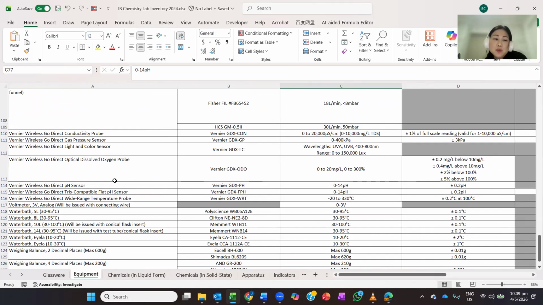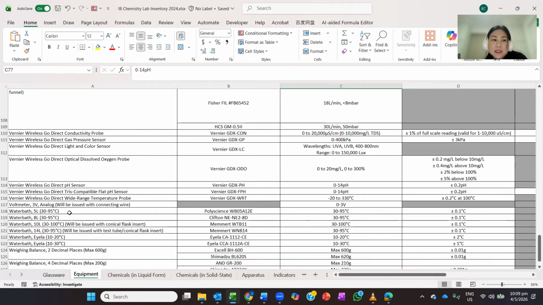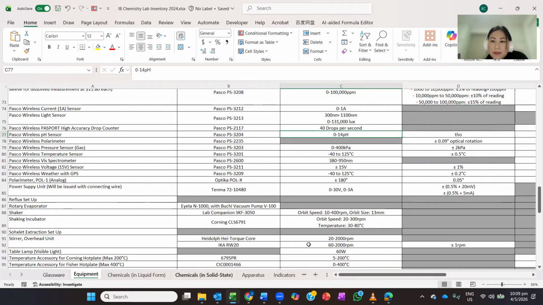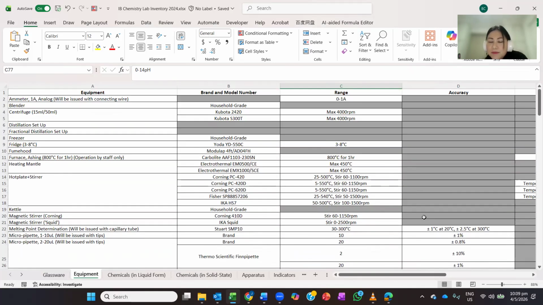Do not Teams me to ask me, do we have a water bath? Do we have this chemical? Do we have iron chloride? You will check through the Excel list. Understand, I will not entertain this type of question. You will search the list. And the uncertainty of the equipment and some specifications are here.